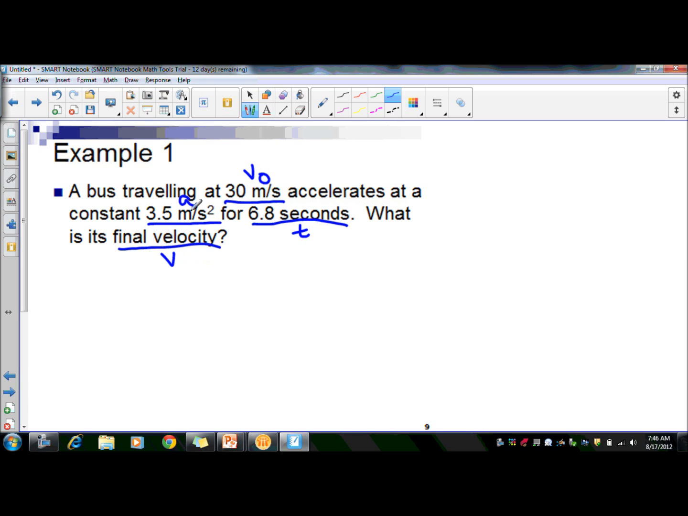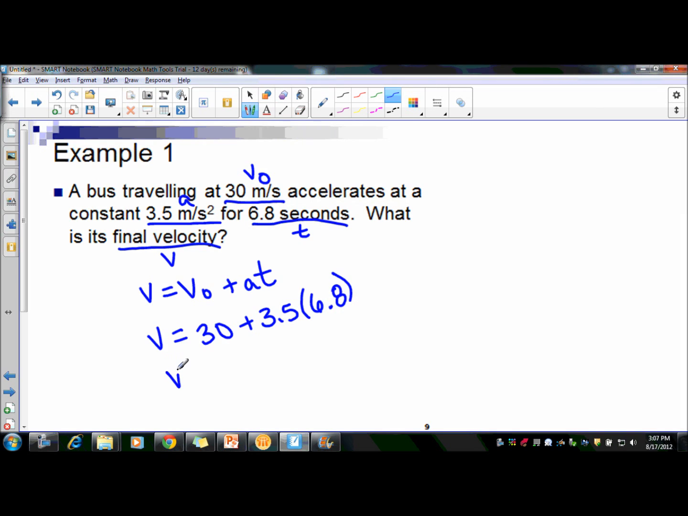So looking at our 4 variables, there is one equation that has those 4 variables: V, T, A, and V naught. The equation that has these 4 is V equals V naught plus AT. There's your equation. Then you substitute in what you know. We know, this is our unknown, we know V naught is 30 plus acceleration, which is 3.5, times our time, which is 6.8. So the next step is to multiply 3.5 times 6.8. So we get 30 plus 23.8. And then lastly, we're going to add those together, and we get 53.8. And our unit is meters per second.